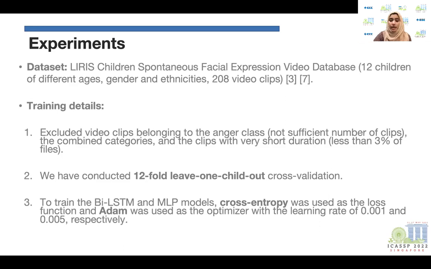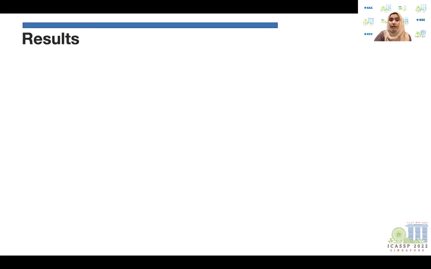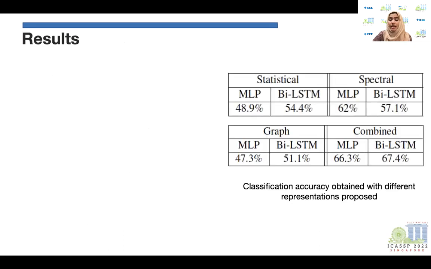For training the BiLSTM model, we used cross entropy as the loss function and Adam as an optimizer. And the learning rate, I hope, are visible on the slides. We also compared this with the standardized MLP models. And the results are as follows.